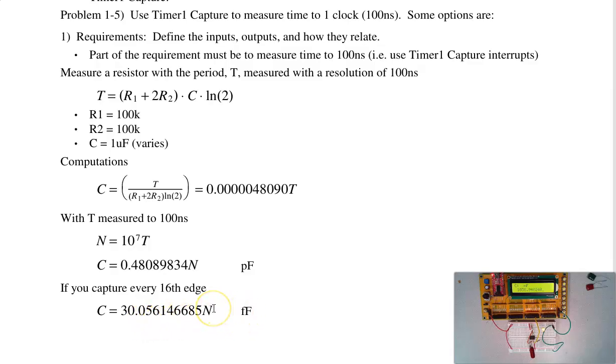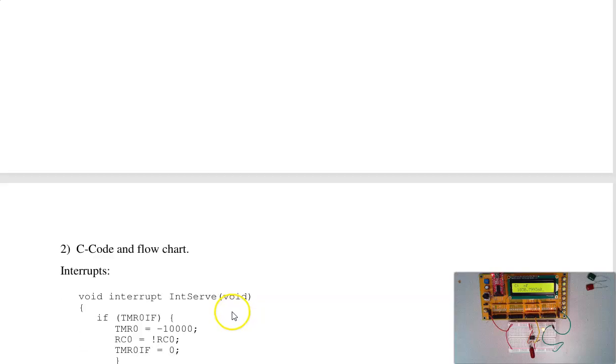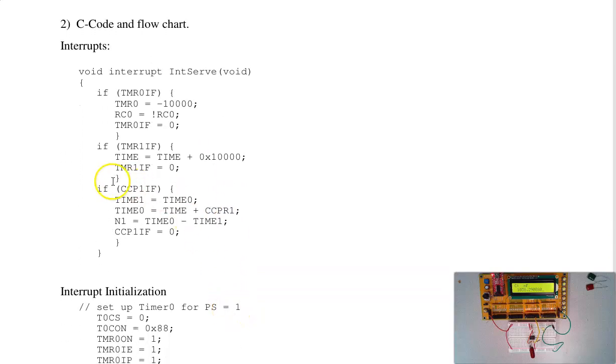So that's my scalar. I'm going to count how many clocks go by in 16 edges. That number times 30.056 is the capacitance in femtofarads. Small numbers. The C code: I just have timer 0 running in the background for no reason other than to run in the background.